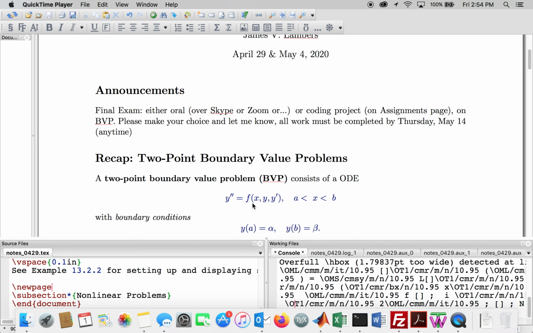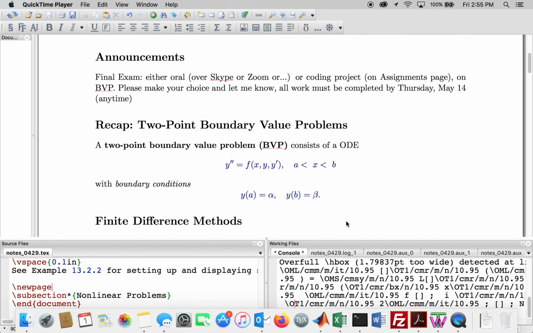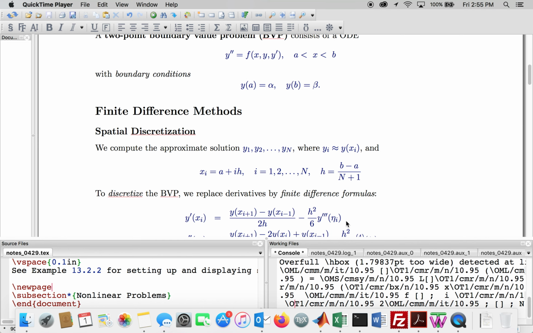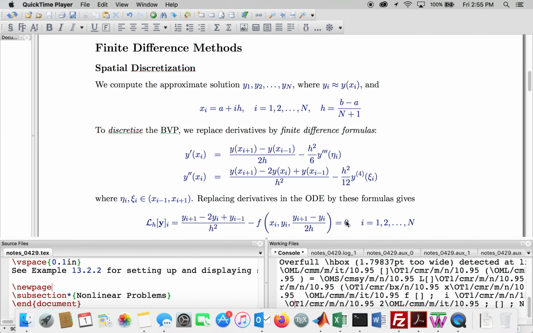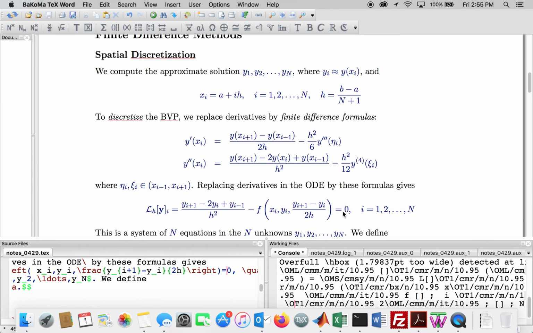y double prime is a function of x, y, and y prime on this interval [a, b], and the solution must satisfy these two boundary conditions. Now, the general form of a finite difference method that we're working with is where we solve a system of equations, this system right here. So we have a system of n equations.